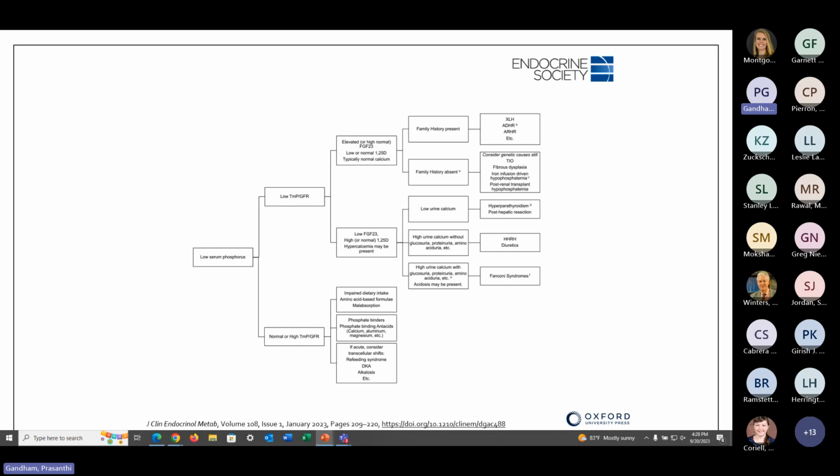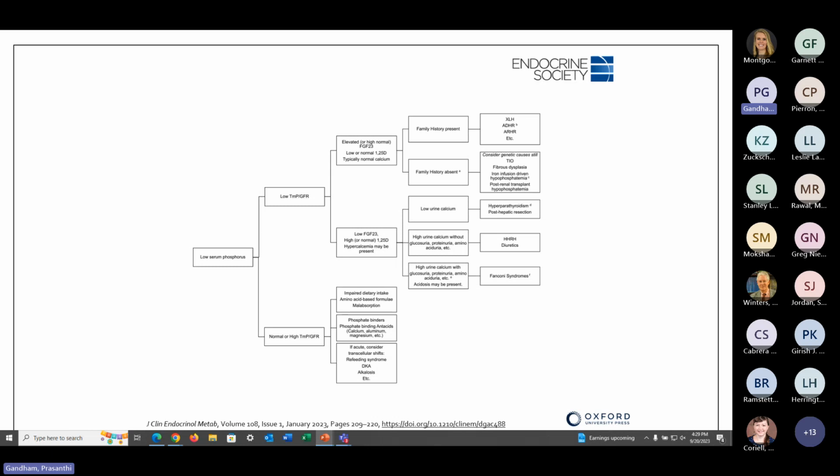But if you have a low serum phosphorus level, the first thing you're going to do is calculate your TMP-GFR. If it's high or normal, then you're looking at the possibility of impaired dietary intake, possibly using an amino acid-based formula if you have an infant, especially a premature infant, a malabsorptive condition, phosphate binders, or if it's more acute, possibly something that's causing a transcellular shift like DKA or refeeding syndrome.